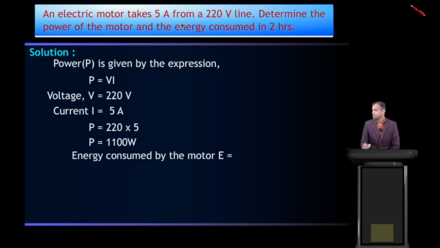And now what is the energy consumed? So how can we find energy consumed? Yes, very good, again it is P into T, and T in second. So this is P into T, where P in watt and T in second.